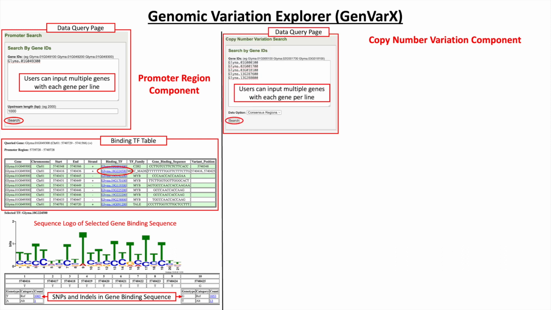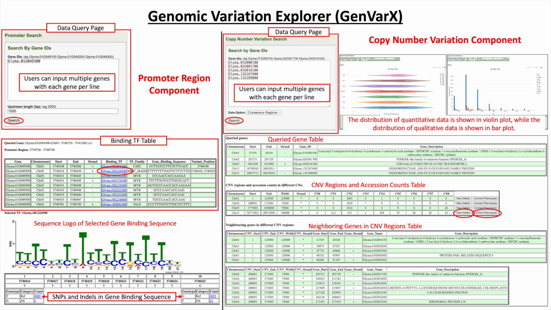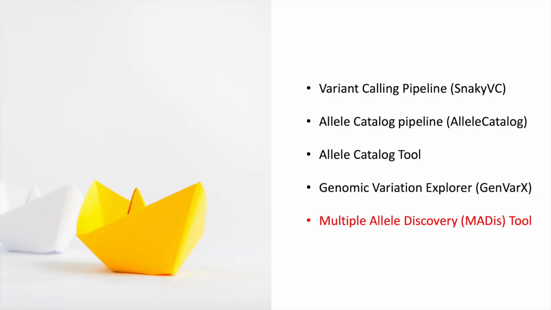In the copy number variation component, users can input multiple genes to perform query. The result tables include information of the queried genes in a table, the CNV regions and accession counts in a table, as well as neighboring genes of each CNV region in each distinct table. The buttons in the CNV regions and accession counts table can connect copy numbers with phenotypes in the Phenotype Viewer. The distribution of quantitative phenotype data is shown in violin plot, while the distribution of qualitative phenotype data is displayed in bar plots. The last tool that I would like to present is the Multiple Allele Discovery tool.